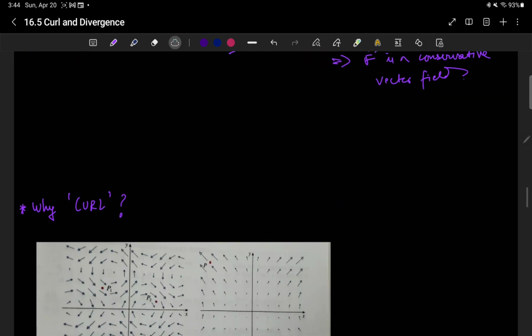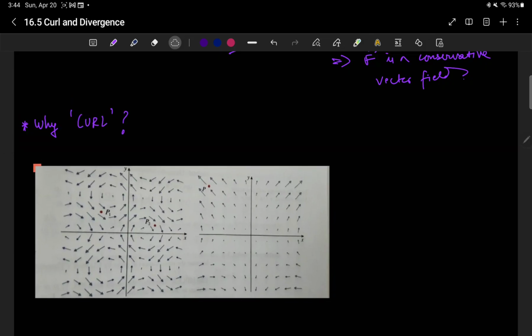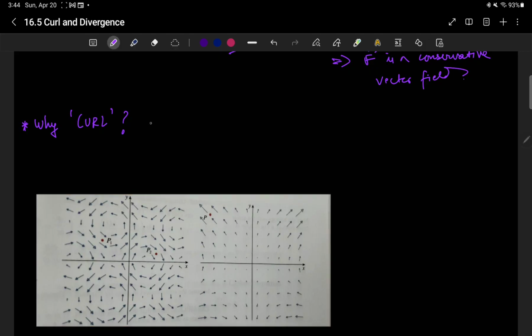So last thing is, why does this name curl come from? Well, it gets the name curl because it is related to rotation. It measures rotation or rotational tendencies in vector fields. One of the simpler ways to think of this is in terms of motions of fluid, whether certain fluids have rotational movements around them or not.